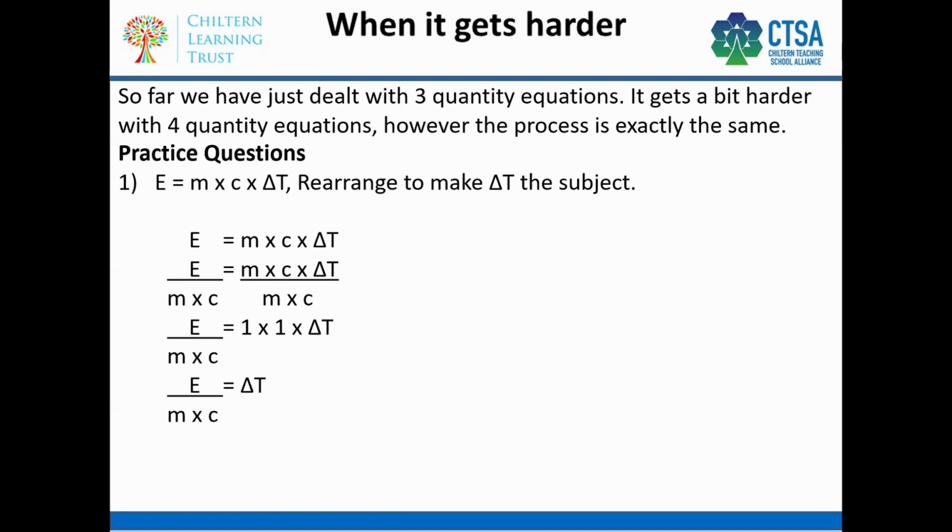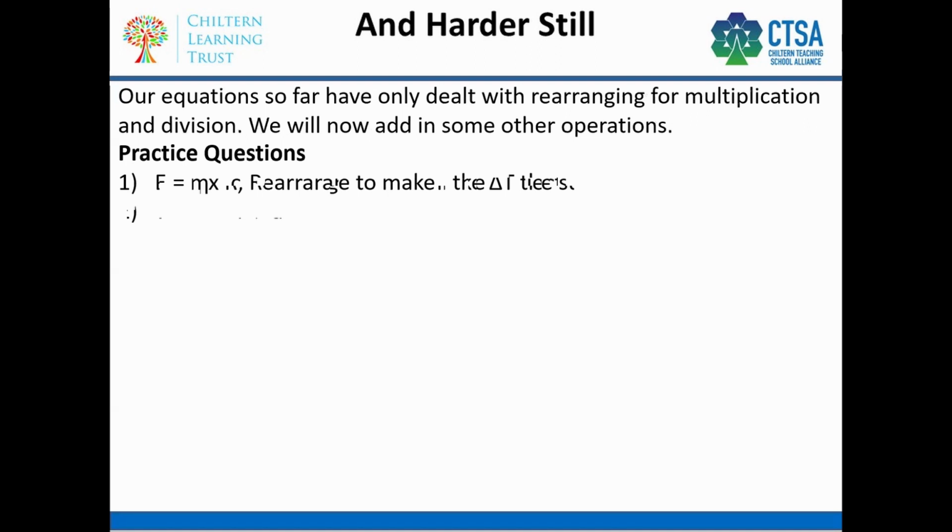And finally, the kind of hardest way that we have to deal with rearranging equations, at least at GCSE science, is when we start adding in different operations. So we're not just dealing with multiplication and division anymore. So we can see that we've got p is equal to I squared times r. We're going to try and rearrange it to make I the subject. And we've got v squared equals u squared plus 2 times a times s. And we need to make u the subject.